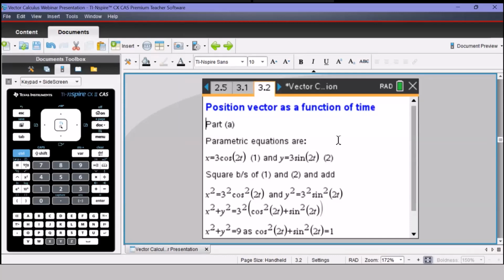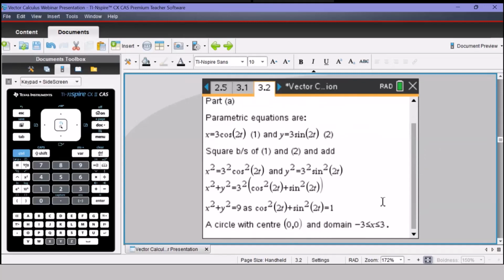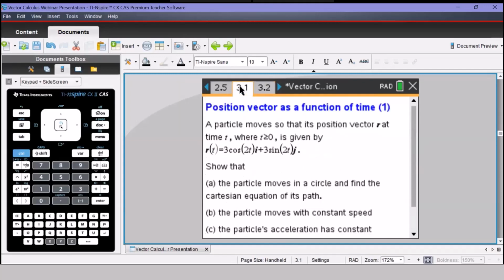If we square both sides of 1 and 2, we get x squared is 9 cos squared 2t and y squared is 9 sine squared 2t. Then if we add them together, we get x squared plus y squared equals 3 squared, or 9, multiplied by cos squared 2t plus sine squared 2t. We know that equals 1, so we get x squared plus y squared equals 9, which is the equation of a circle with centre 0, 0. I think it's always a good idea to specify the domain, and so this particle is moving from -3 to 3. So that's essentially part A.